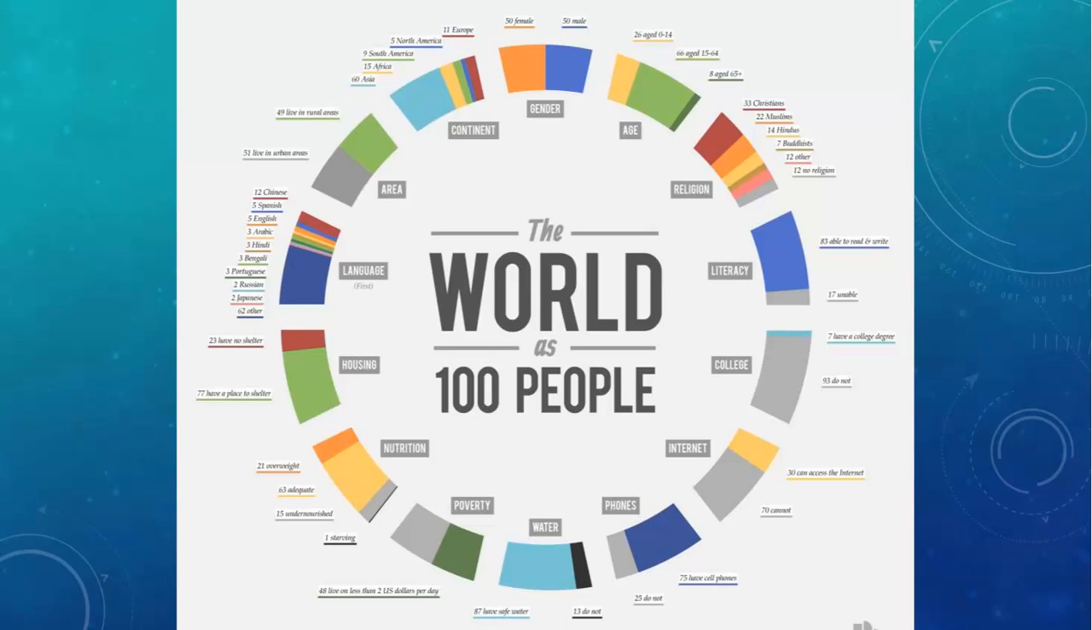So this might be an example of how not to do a composition graph, because it looks like, oh, there's housing and language and area and continent, and those all add up to the whole. So it's a bit misleading in that respect.